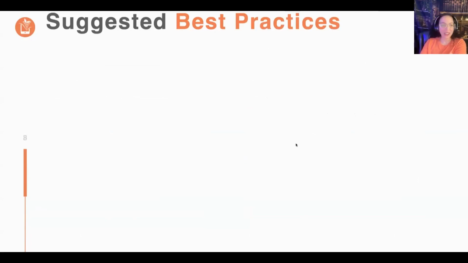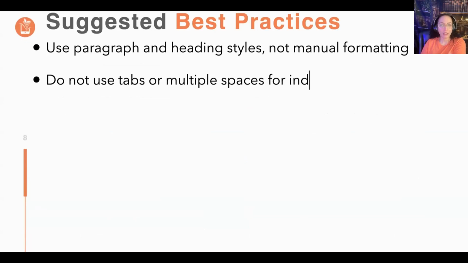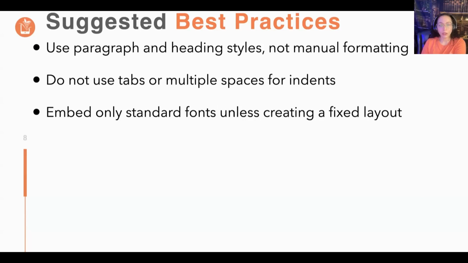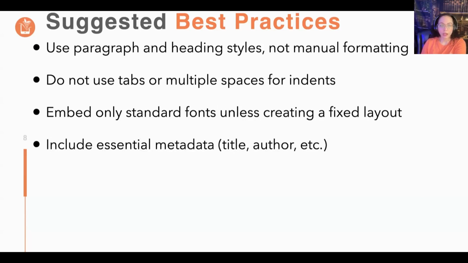Okay, suggested best practices. Use paragraph and heading styles, not manual formatting. That's when in Word, like when you're choosing your chapter headings, instead of using spaces and tabs and Command B to bold, you're using the actual options they give you at the top to create a heading. So you want to make sure you're always using styles and not manual formatting. Don't use tabs or multiple spaces for indents. Embed only standard fonts unless creating a fixed layout. Include essential metadata, title, author, all of that stuff.